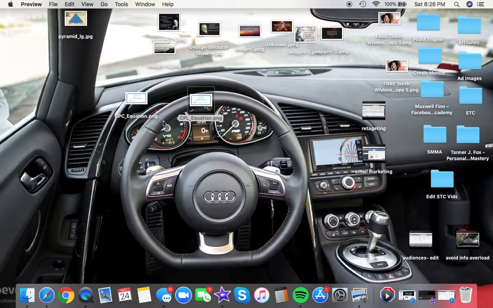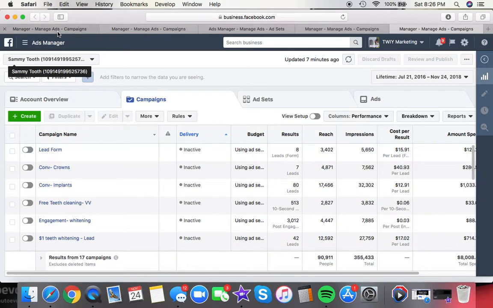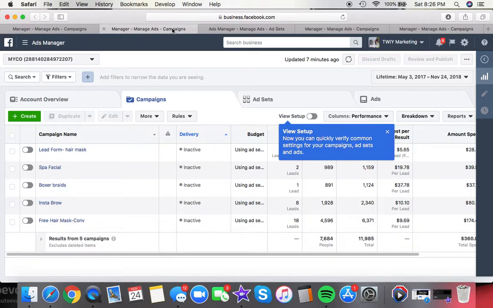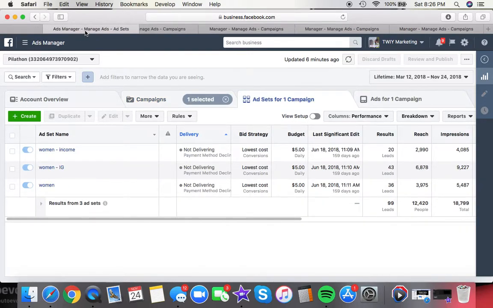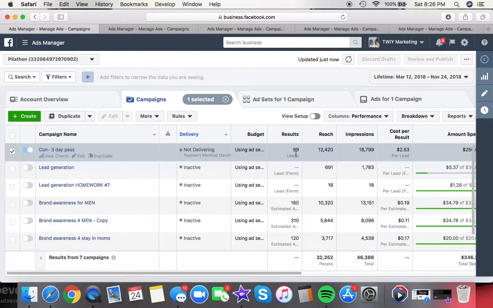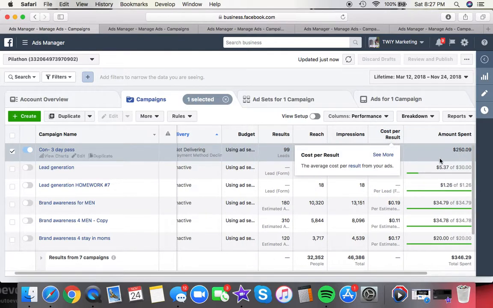And I'm going to go through examples of different campaigns that I've run. So let me pop this up. I'm going to do my best here to show you guys prior campaigns that I've run in the past. Let's start with this client here because I ran one campaign for them. You can see here I had 99 leads for them at $2.53 per lead. We spent $250. So you might be thinking to yourself, wow, that's a really good cost per lead.